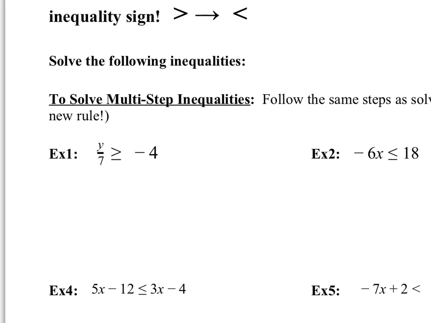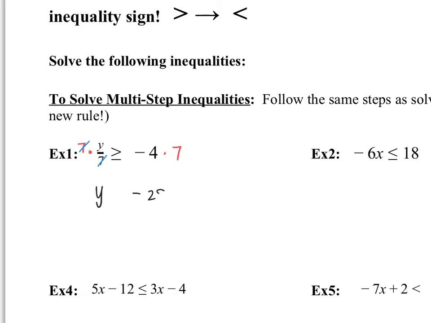So on example 1, my goal is to get y isolated. I can see that y is being bothered by 7, and it's being bothered by division. That means that to undo it, I'm going to multiply both sides by 7. Now remember, I like to show it on the side to show how these 7s will actually cancel out, leaving y by itself. Now in this case, on the other side, I have a negative 4 times 7 for negative 28.